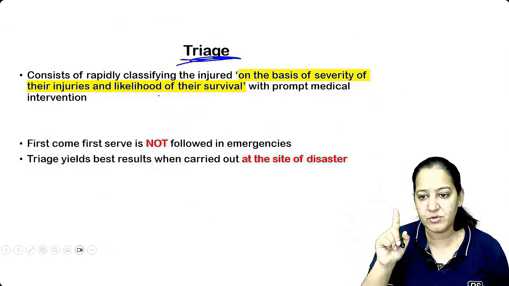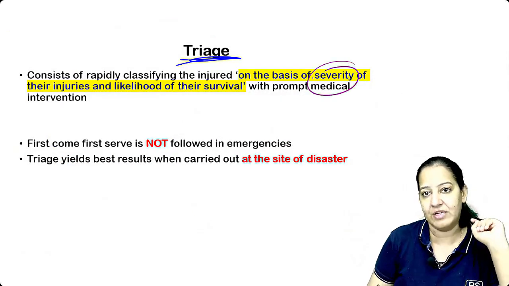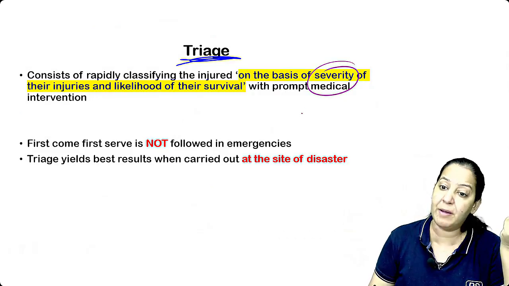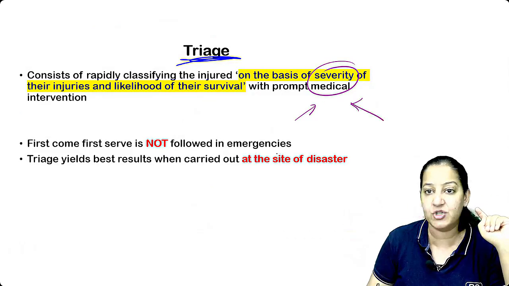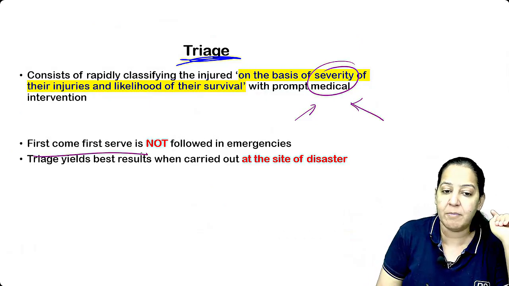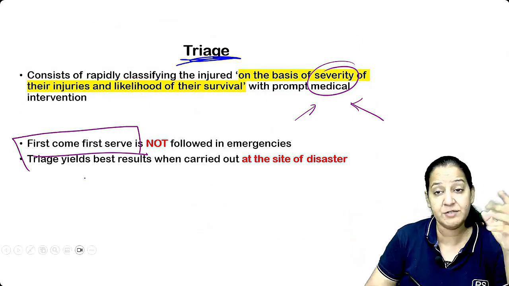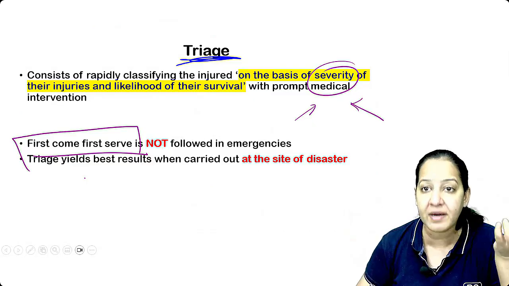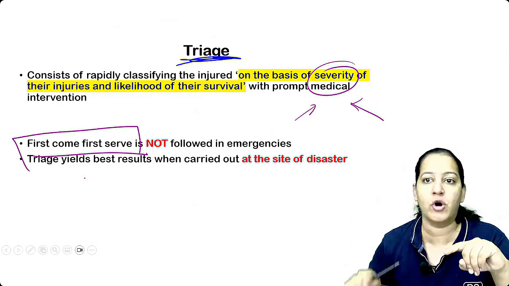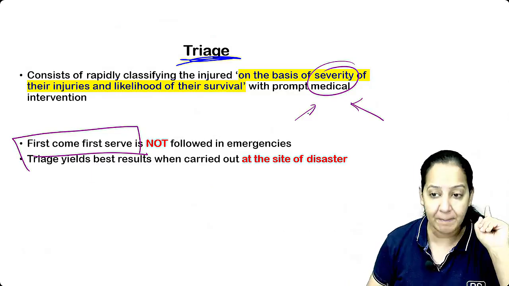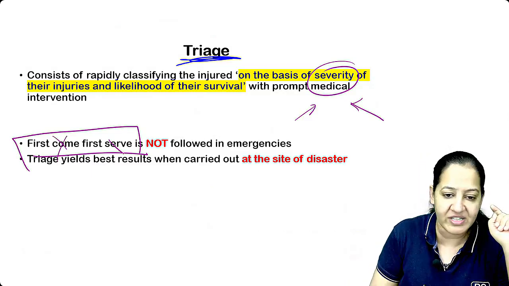So what is triage, you tell me? It is based on the severity of the injury. The highest priority is given to the people who are more injured, and the lowest priority is given to the people who are less injured. It is not a first come first serve service. Otherwise, patients will fight, saying "I came first, so I will be treated first, you came later." Although the one who is coming later is more injured, priority will be given to that one.